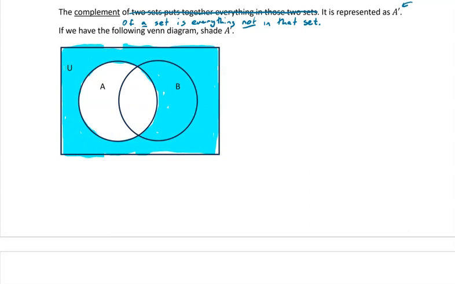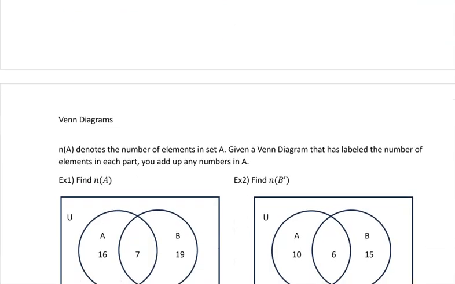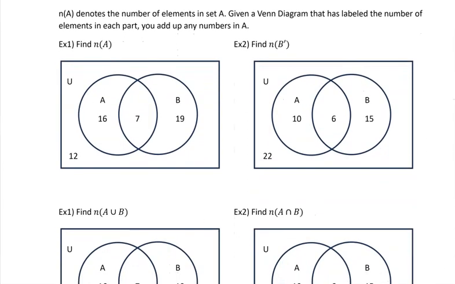And that's what a complement would be. So instead of shading the circle, we shade everything outside of the circle. All right, so here's what we're going to use this for. N of A denotes the number of elements in set A. Given a Venn diagram that is labeled with the number of elements in each part, you add up any numbers in A.